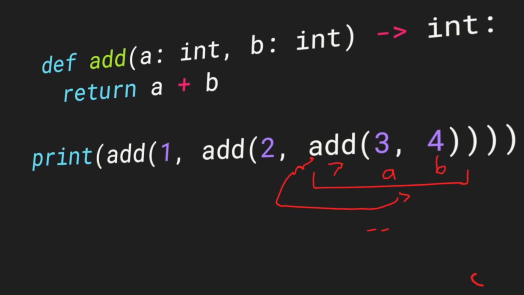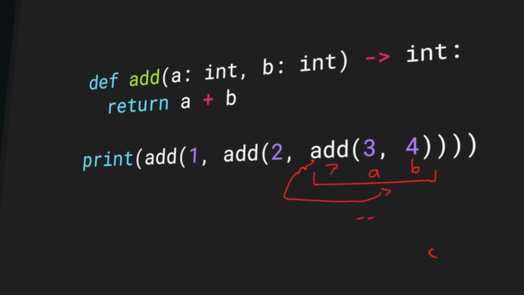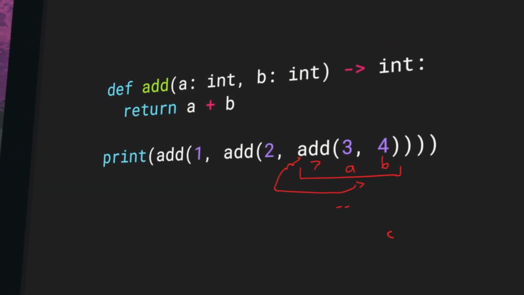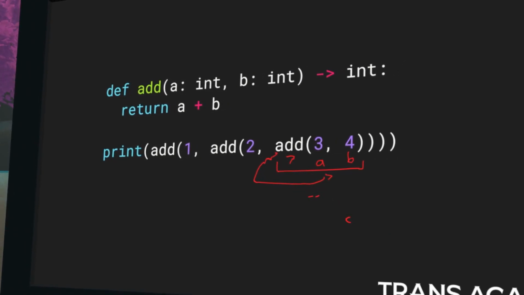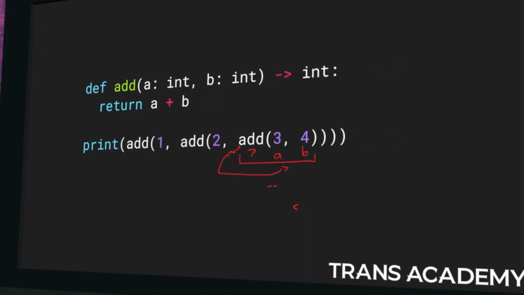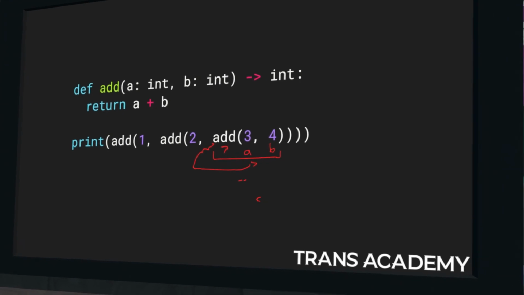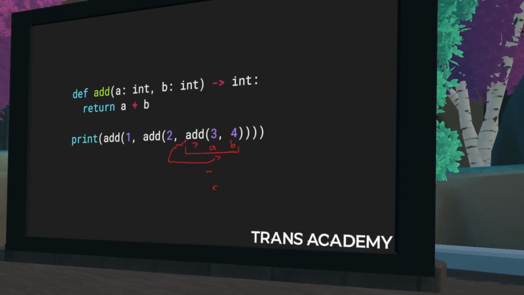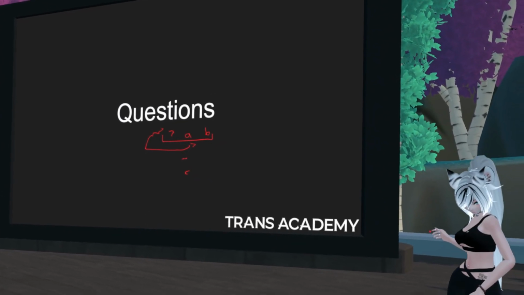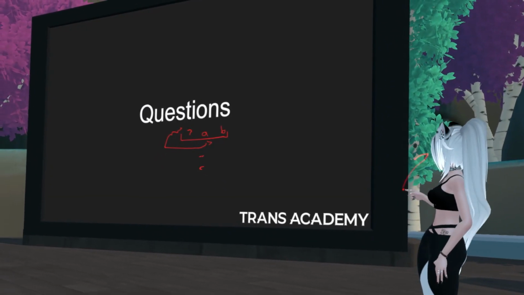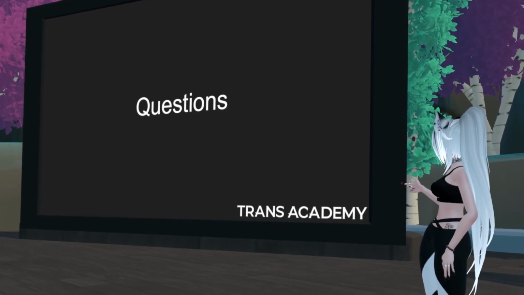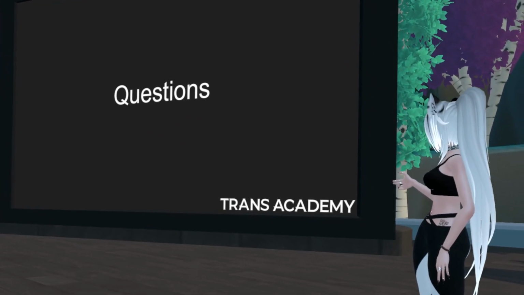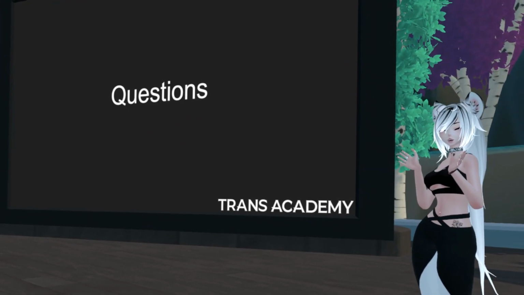And this is also one of the reasons that we use variable definitions. Because with variables, we would have each add on a separate line, and we could much more clearly see what's going on. So that was a tricky one. Are there any questions on that area?